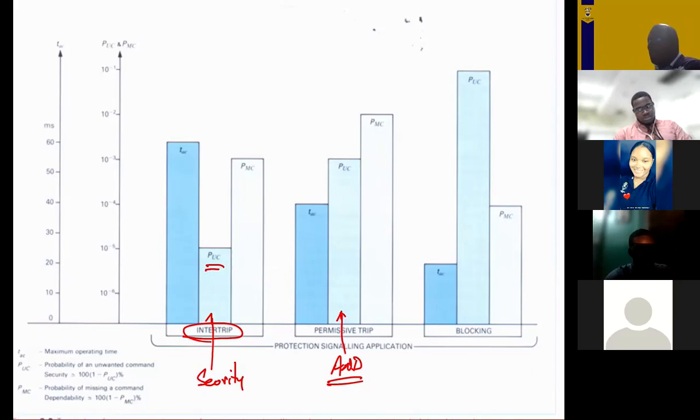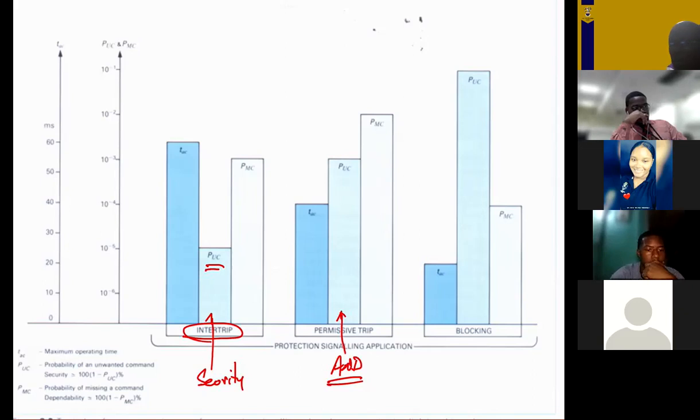All right. And then the reverse is true. If you are now looking at dependability, because remember, dependability is the probability of missing a command. Now, let's look at the blocking scheme. If I miss a command that was sent for the blocking scheme, it means that the blocking scheme would not operate.